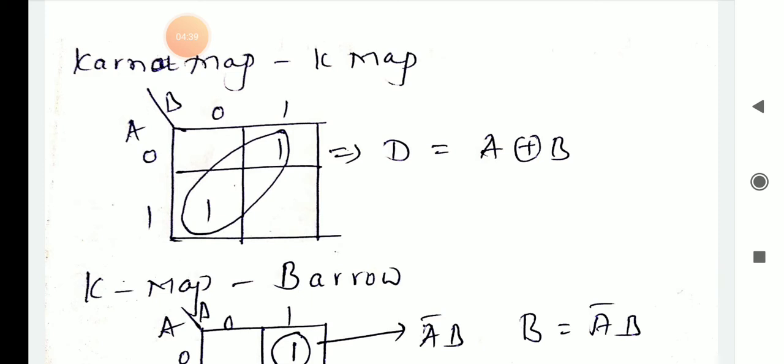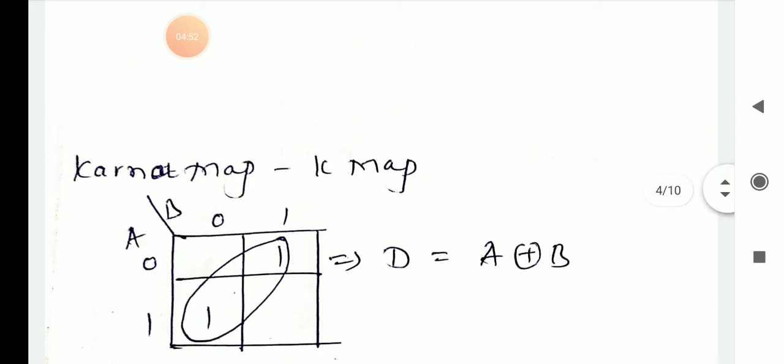Then you have to write the expression. Whenever the ones are diagonal, you write the XOR operation. So difference is equal to A XOR B. This is the Karnaugh map for the difference of the half subtractor.